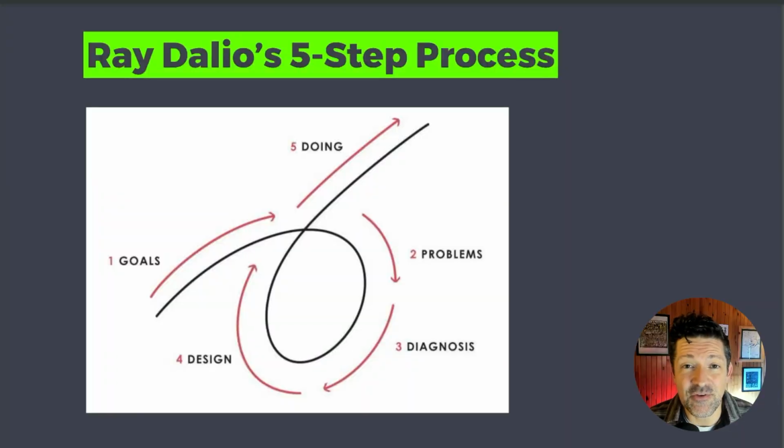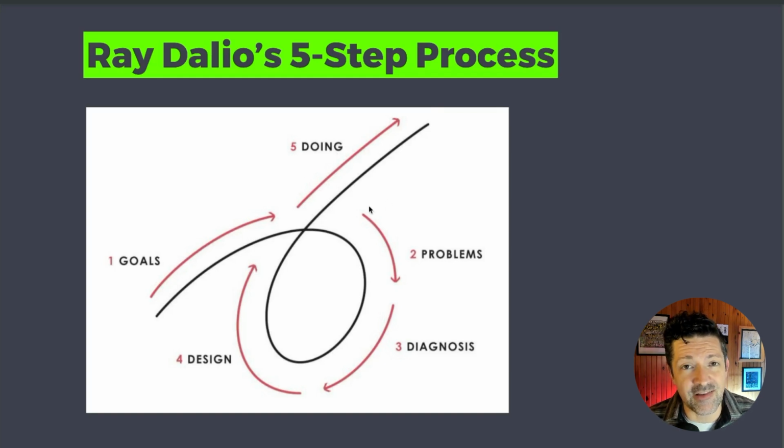Here is Ray Dalio's 5-step process, and I wanted to show this graphic that he includes in the book to show how cyclical this is. It starts with getting clear goals. Then you inevitably encounter problems. You diagnose those problems. You design a plan, and then you push through to completion. And it is cyclical because then you're just on to the next goal.